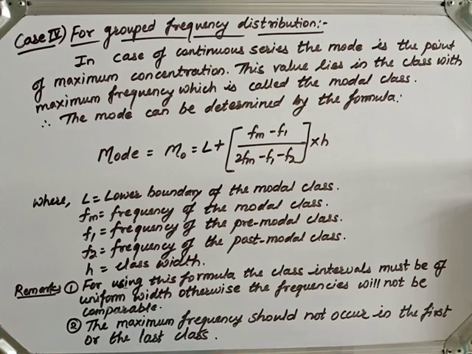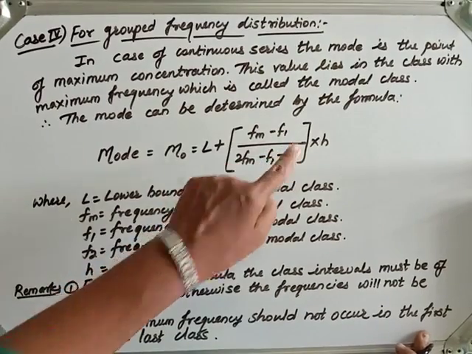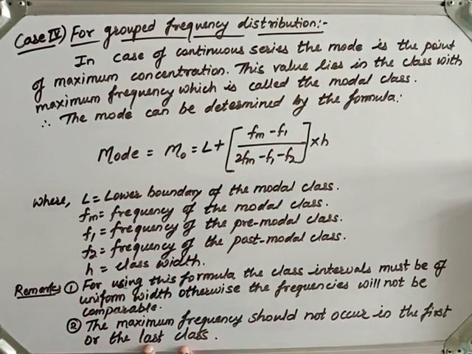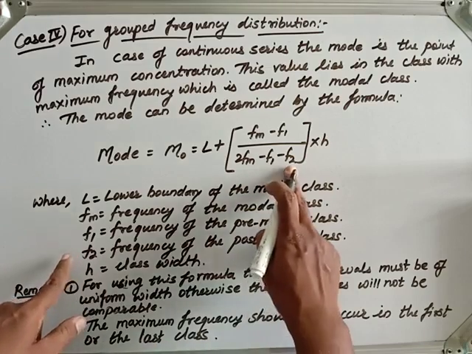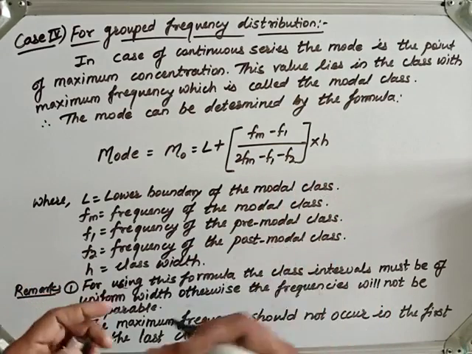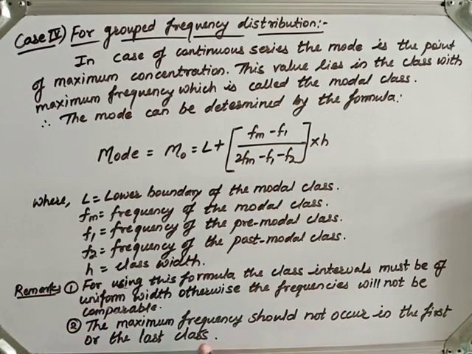Otherwise, if it occurs in the first class, then how can we get f1? We don't have a value of f1. And if it occurs in the last class, then we don't have a value of f2. f2 is the post-modal class and f1 is the pre-modal class. There is no class before the first class and no class after the last class. So we are unable to use this formula at that time. That's why the maximum frequency should not occur in the first or the last class.